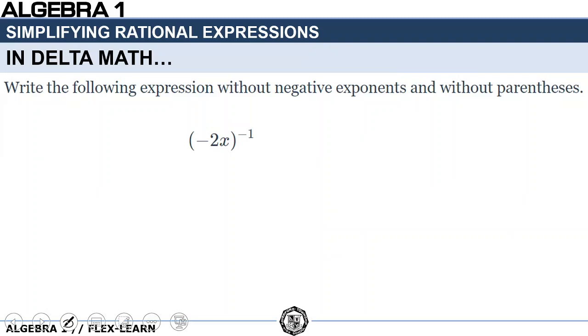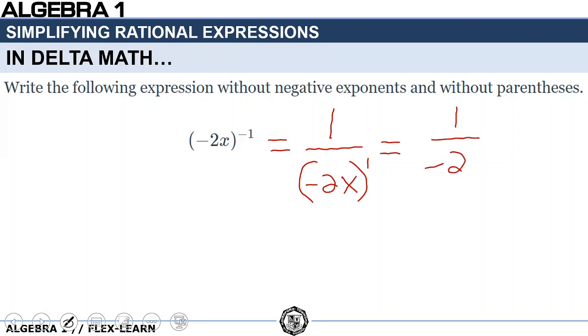Here's something you might see in Delta Math. Write the following expression without negative exponents and without parentheses. So here I see negative 2x to the negative 1 power. First thing I would do is think, it's got a negative 1 on the outside, so I'm going to put it on the bottom. So negative 2x stays inside the parentheses, and now it's raised to the 1st power. And then remember that anything raised to the first power is just going to be the anything, so you're just left with 1 over negative 2x.